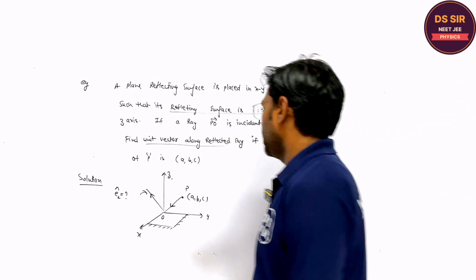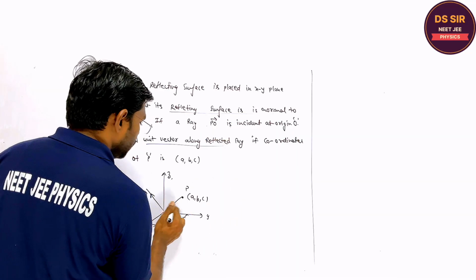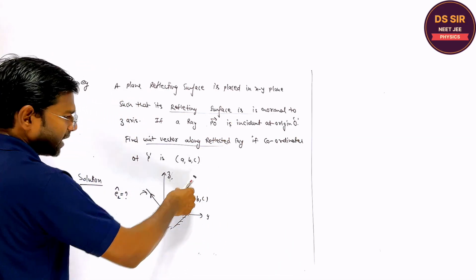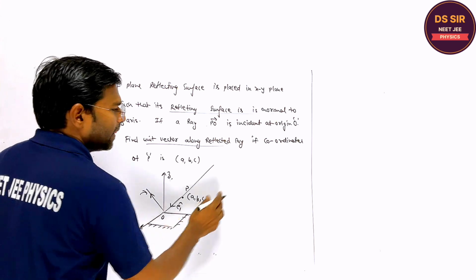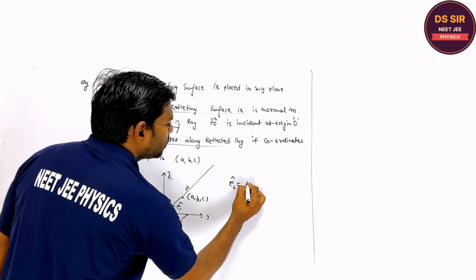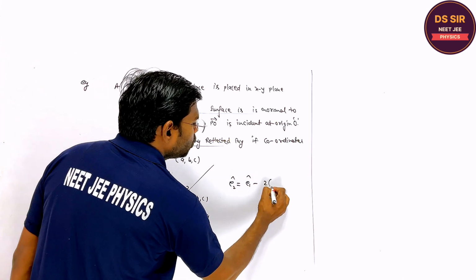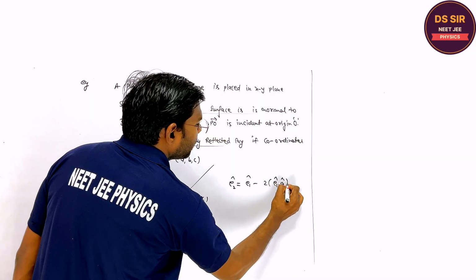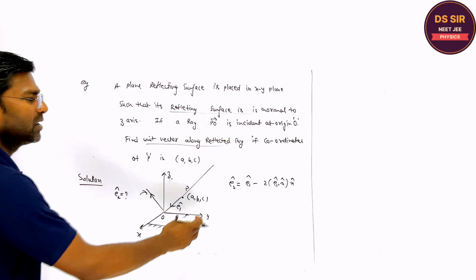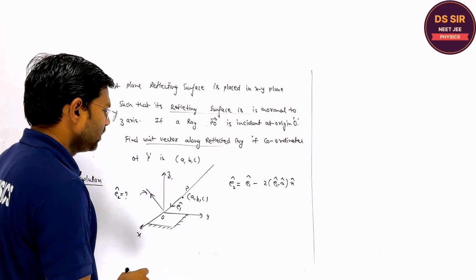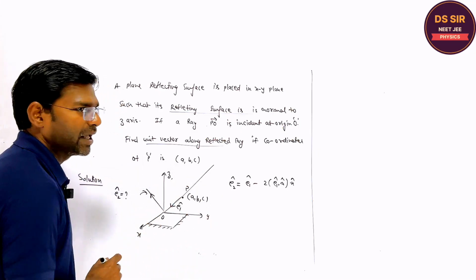You tell me. If this is the unit vector E1 cap along the direction of the incident ray, this is the incident ray, this is the reflecting ray. So what is the formula you have to apply? E2 is nothing but E1 minus 2 times E1 cap dot n cap into n cap. This is the dot product. This is the formula for the unit vector along the direction of the reflected ray. First of all, tell me what is the n cap?